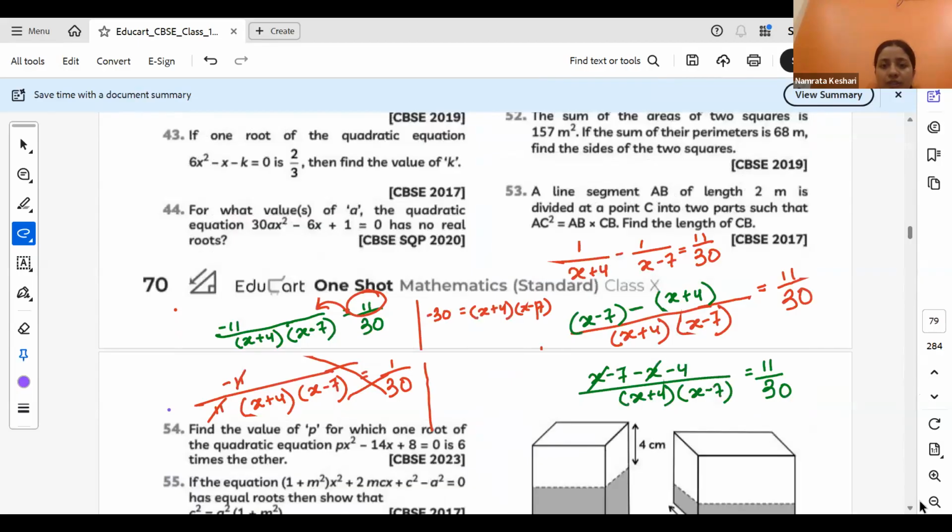Yeah. So we were solving this particular equation, and currently you are having x plus 4 multiplied with x minus 7 is equals to minus 30. Please solve it.